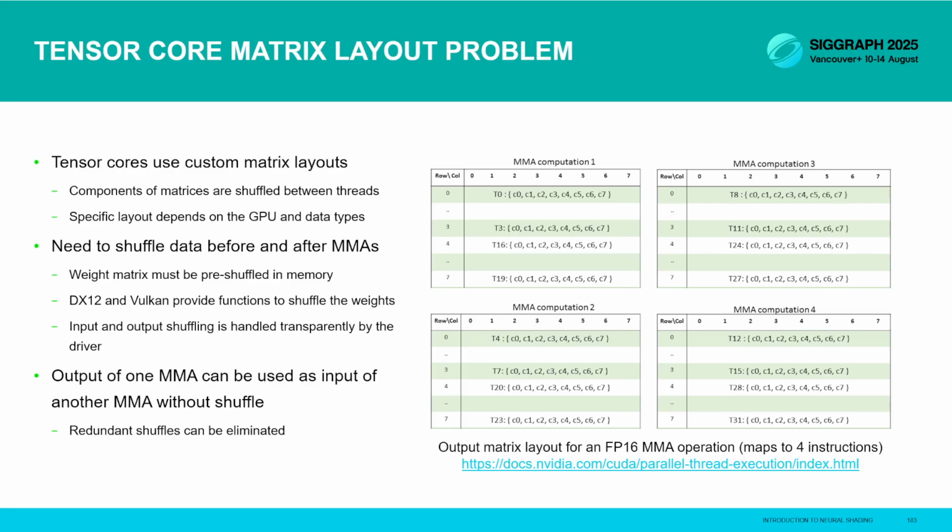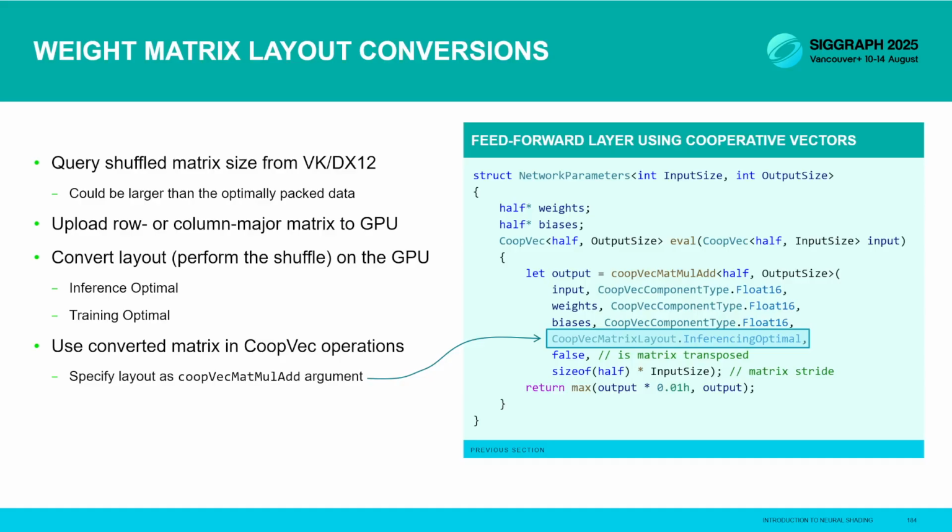The output of the tensor core operations are also stored in a custom layout and must be shuffled back into appropriate threads. Good news is that some of these shuffles can be done offline, and some may be omitted because the output of the tensor core operation can be directly used as an input in another operation without any layout changes. The matrix input to the Cooperative operations comes from memory and can be stored in the correct layout there, avoiding the need for shuffles in the shader.